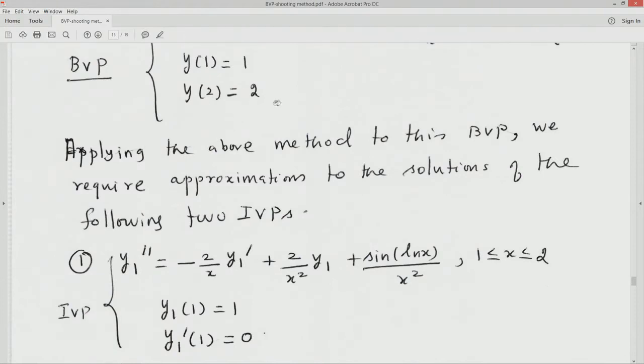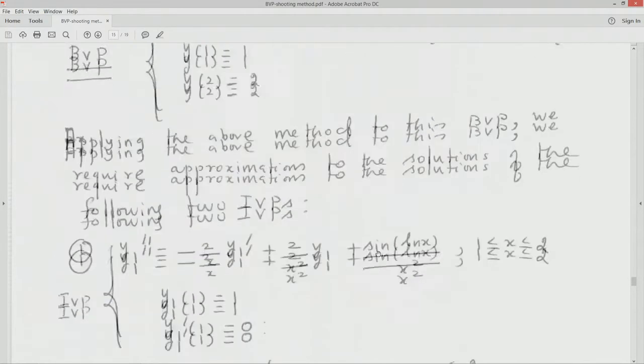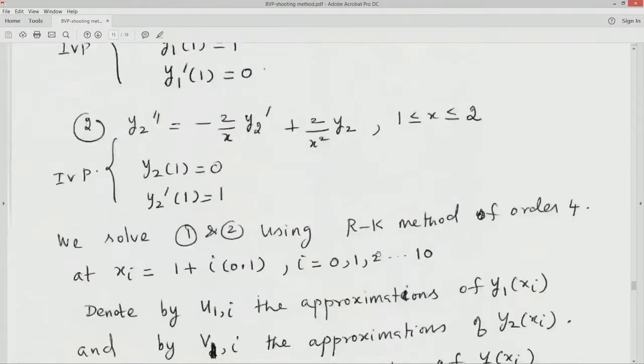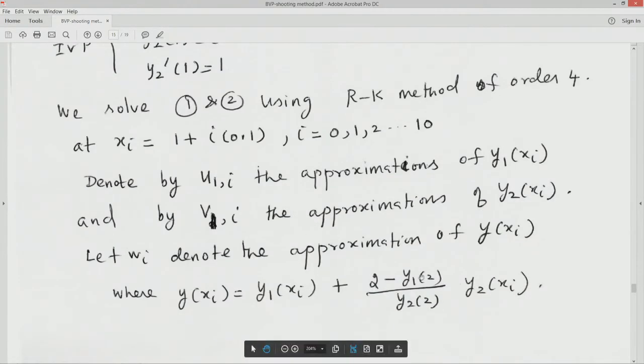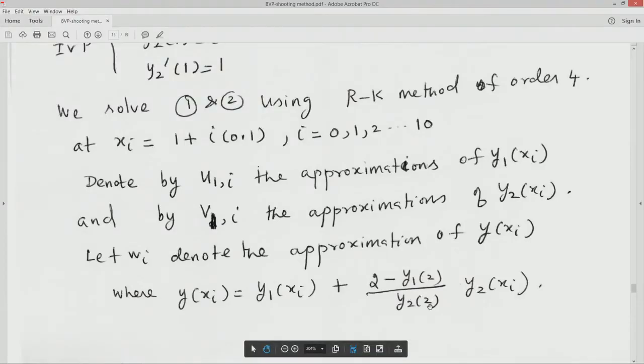Y at 2 is prescribed to be 2. So, beta is 2 minus y1 at b. What is b? B is the other end point of the interval, namely 2, by y2 at b, that is y2 at 2. Do we have a knowledge of these values y1 at 2 and y2 at 2? That is what we are determining now by solving the initial value problem which we have described above. So, the solution will give us y1 of 2 and y2 of 2.